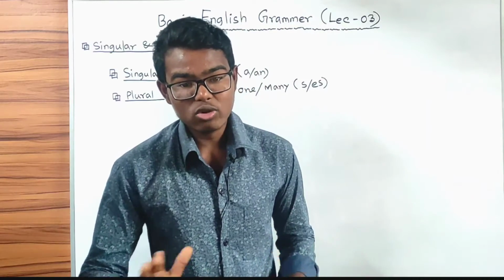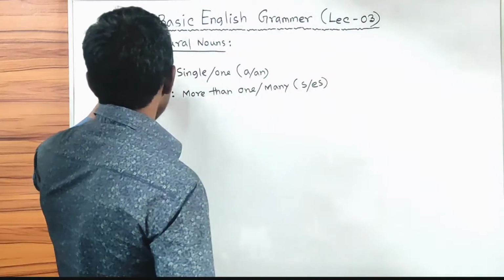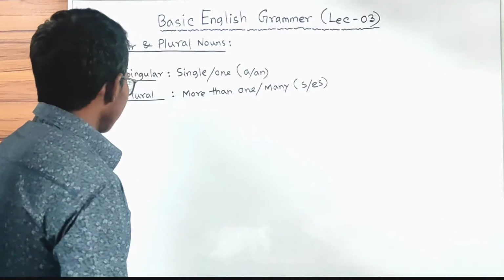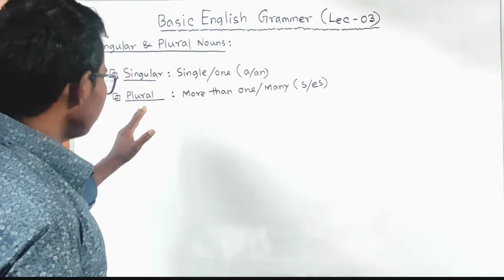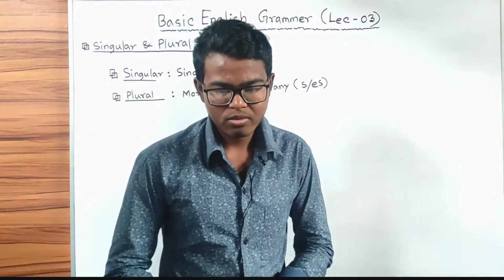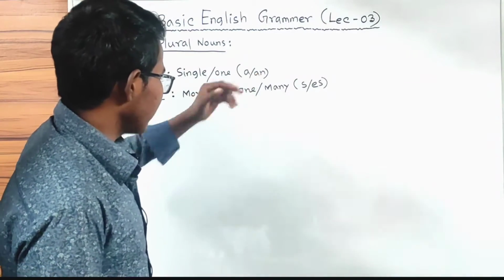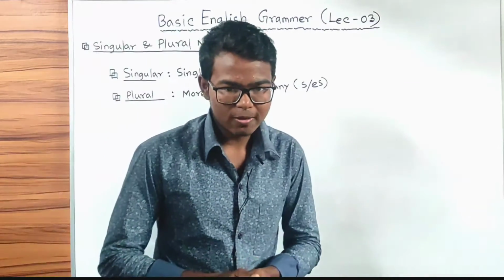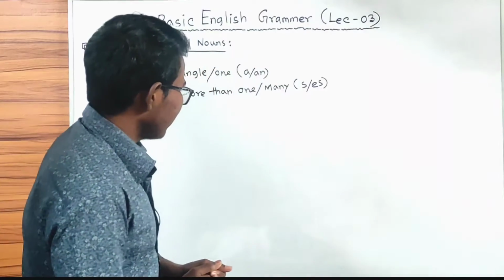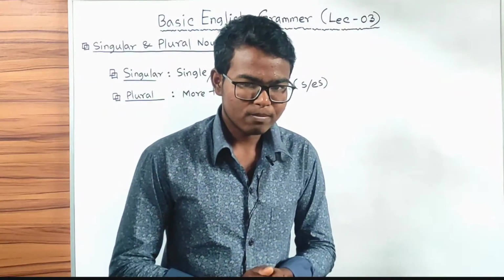This is our third lesson on English grammar and today I am going to discuss singular and plural nouns. Well, singular means single or one and plural means more than one or many. We simply use indefinite articles a or an in front of singular nouns, but we add s or es at the end of plural nouns.